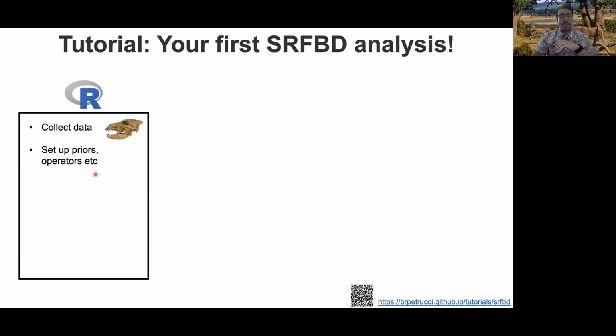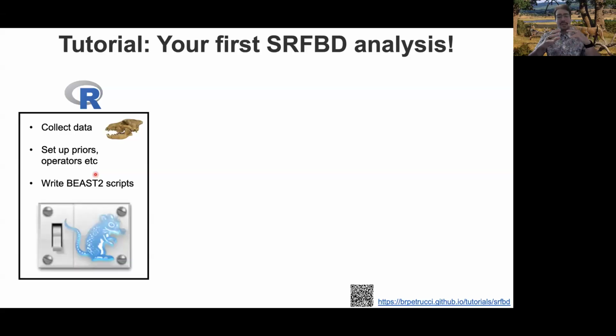We're going to set up our priors and operators and write our BEAST2 scripts. Those of you who might have experience with BEAST2 are probably wondering why we don't use BEAUti. Unfortunately, there is no BEAUti template for the SRFBD model. I think that's the main obstacle right now to the use of this model, which is why I wrote some custom scripts to try to help people who might want to use this model and not have to figure out how to use the really complicated XML language in BEAST.